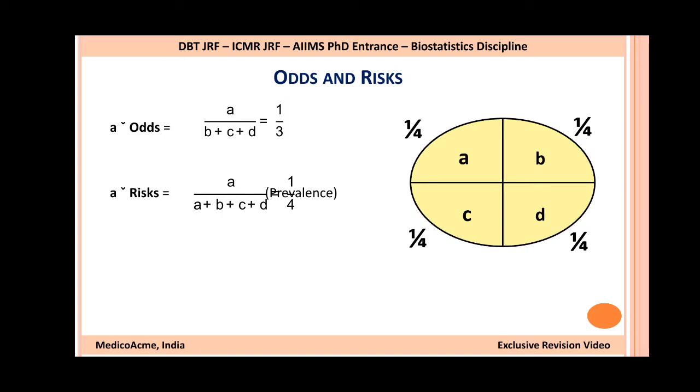Other data, odd. That has the O in common. So 1 by 3 will be odd and 1 by 4 will be prevalence. Okay, prevalence is basically the number of data in the total data. So please remember it this way, this is very important.